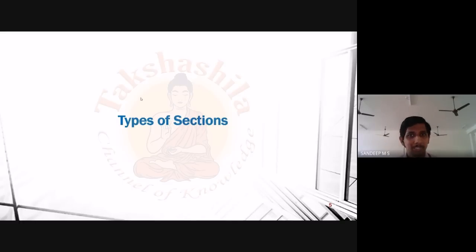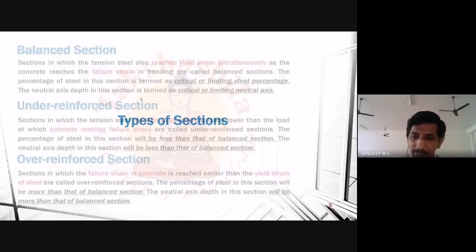During the assumptions, we have seen that when the strain in the extreme compression fiber reaches a value of 0.0035, we assume that the structure has failed. That is the failure of concrete. Similarly, steel can also fail. So these are the two possible cases where we assume that the structure has failed. Based on this, we are classifying the structure into three groups. Let's see in detail what these are.